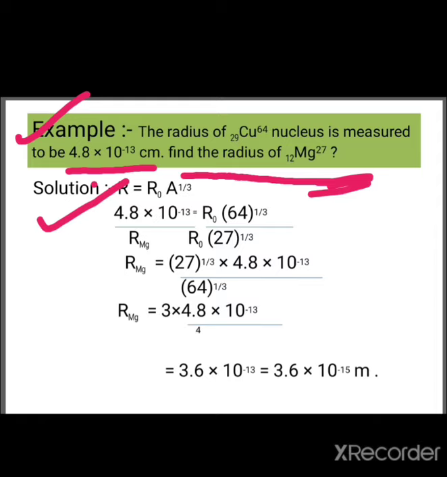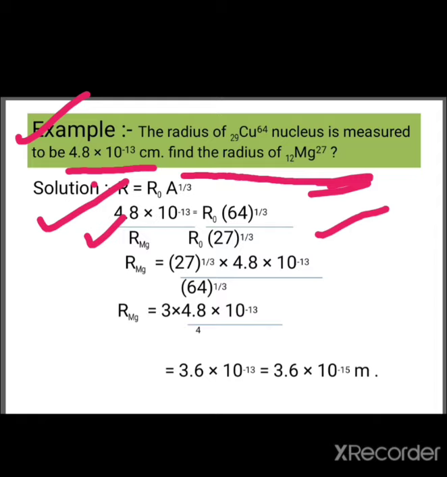How to find the radius? We put the values given in the question here, 4.8 × 10⁻¹³ upon R of Mg in the ratio, and on the right-hand side R₀A^(1/3). For copper the value of A is 64 and for magnesium the value of A is 27.